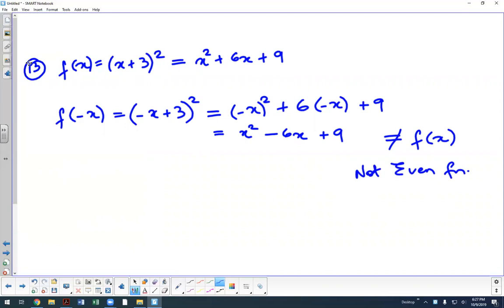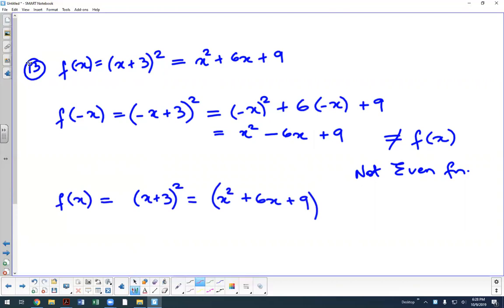Now to check and see if we have odd, you take your original function and just put a negative in front of it, either in this form or in the FOIL form. So if I put a negative in front of the original function, what will this simplify into? Yep, negative x squared minus 6x minus 9.